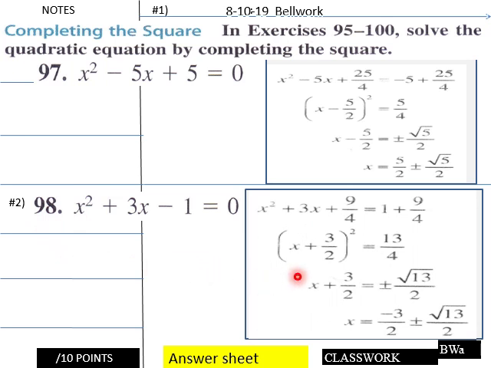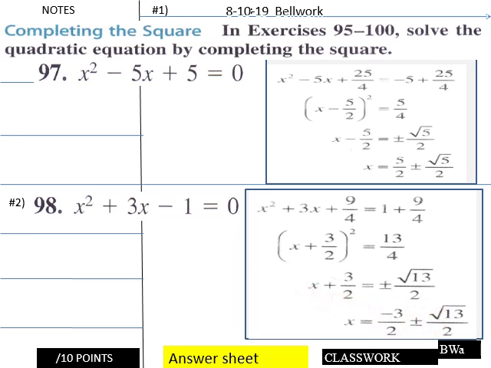Number 98 here. Divide our 3 by 2 and square it. Add that to both sides: 9 over 4, 9 over 4. After we move our 1 over here, now we can take the square root of x plus 3 over 2, quantity squared. We have x plus 3 over 2 equals plus or minus radical 13 over 2. We move our 3 halves over, then we have x equals negative 3 over 2 plus or minus radical 13 over 2.